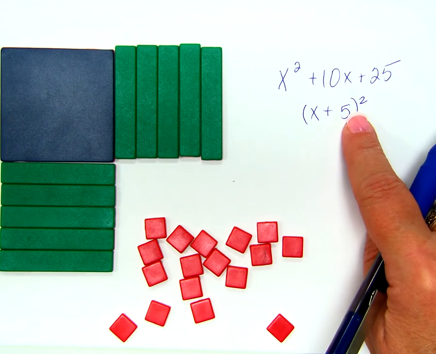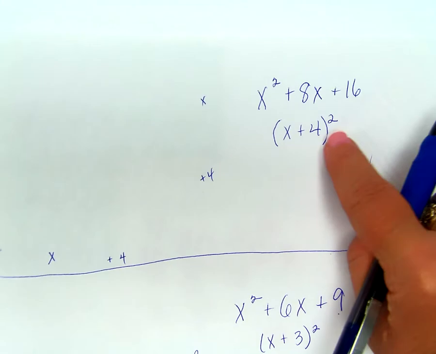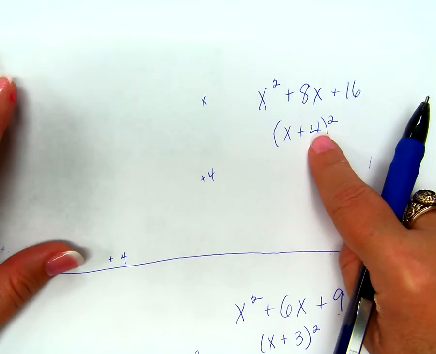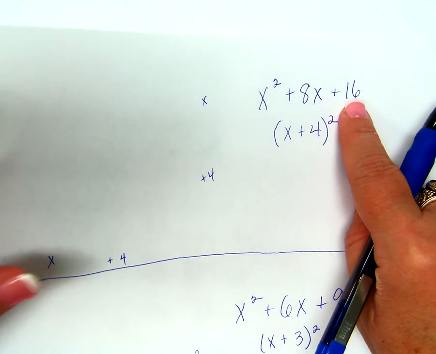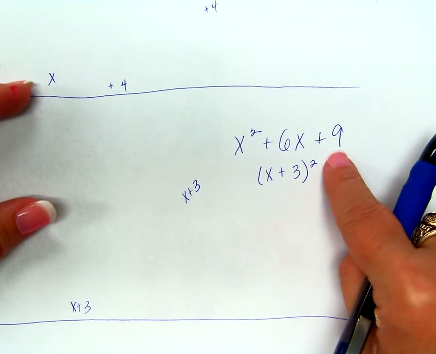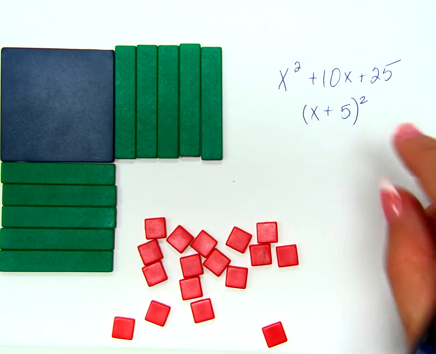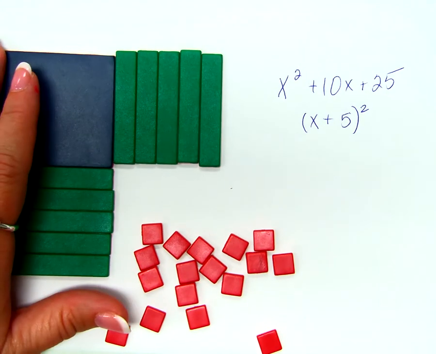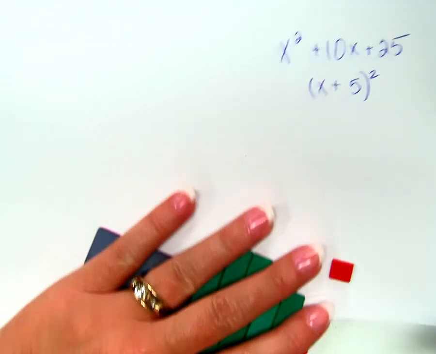Does that work for every one of these? Is this half of this? Yes. Is this the square root of this? Yes. Is this half of this? Yes. Is it the square root of this? Yeah. Excellent. Now we can do some work. You ready? Now we can do some work.